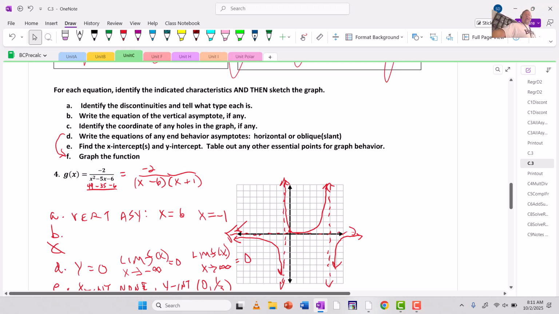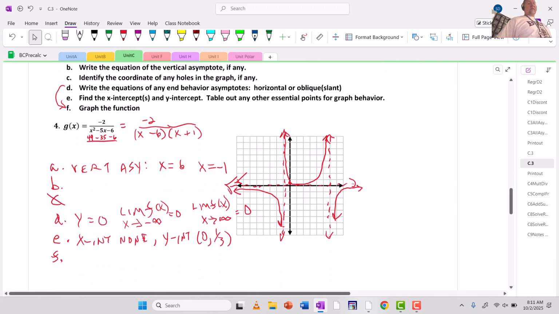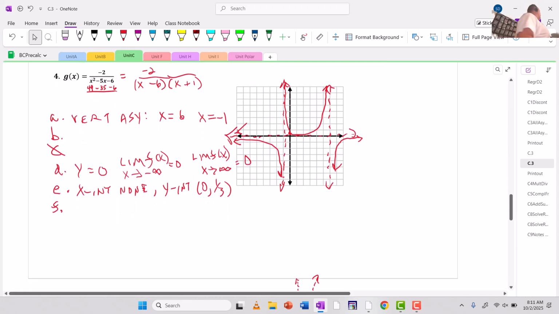Identify holes. There aren't any. Equation of behaviors. I'll just verbalize that. X and Y intercepts. Graph the function. Type of discontinuities, two vertical asymptotes.